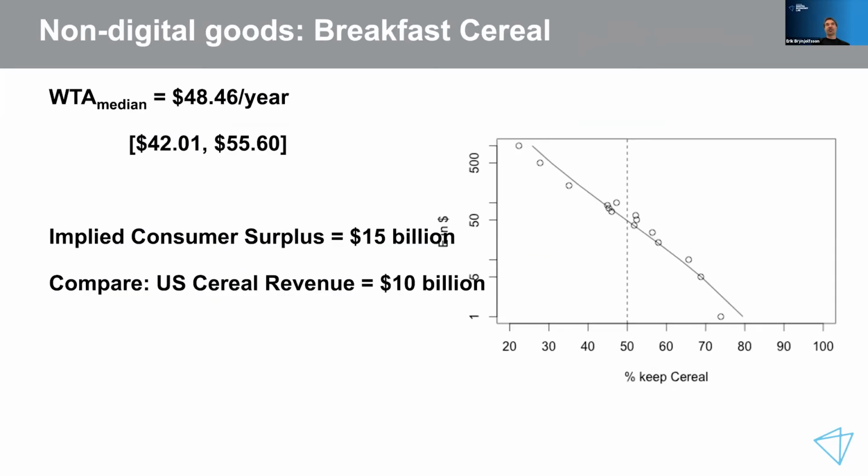You can also do it for non-digital goods. Breakfast cereal has an implied consumer surplus of about $15 billion a year. That's an homage to Jerry Hausman and others who have measured consumer surplus in other ways and got similar estimates.